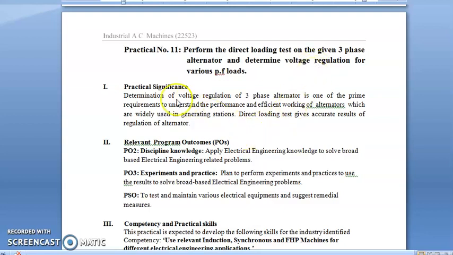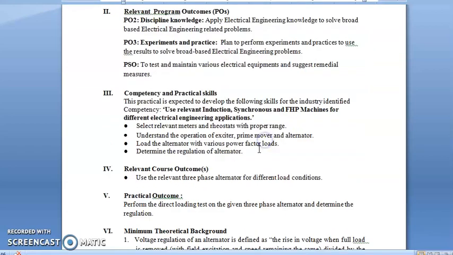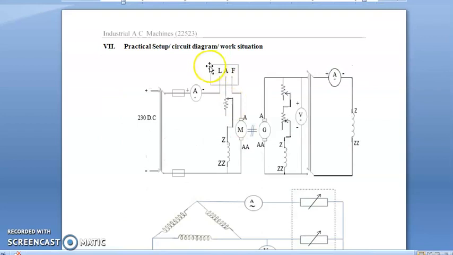So the practical significance of this experiment is that determination of voltage regulation of a three-phase alternator is one of the prime requirements to understand the performance and efficient working of alternators, which are widely used in generating stations. The direct loading test gives accurate results of regulation of an alternator, compared to the indirect methods. We have already covered this in the theory session. This is one of the best methods, an accurate method, for finding the voltage regulation of an alternator. Now we will see the circuit diagram of this experiment.